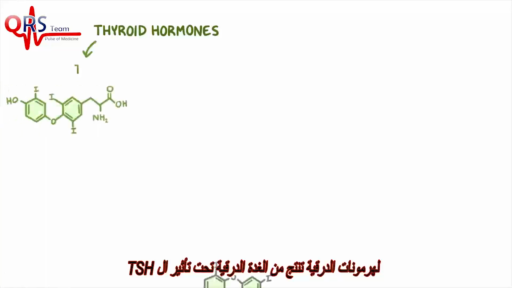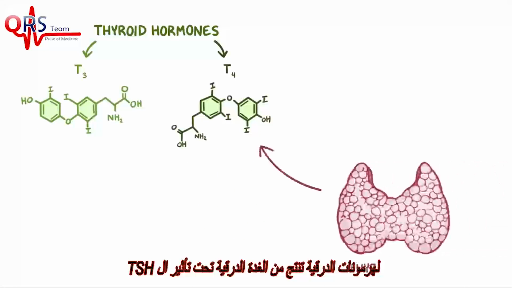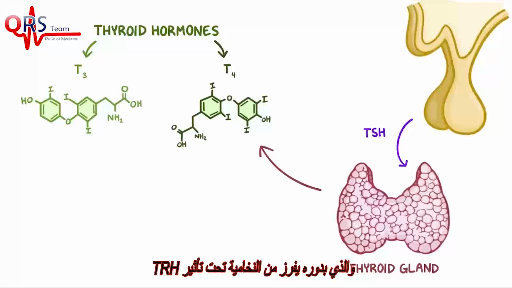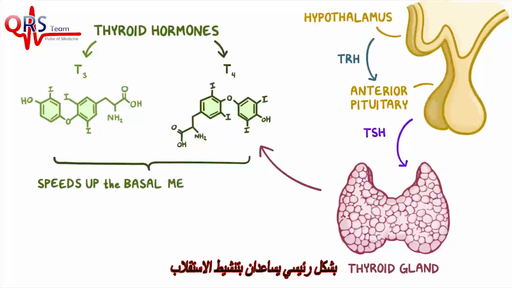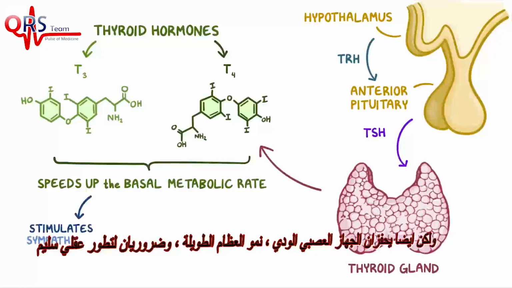Alright, as a quick recap. Thyroid hormones, which is to say T3 and T4, are produced by the thyroid gland under control of TSH, which is in turn released by the anterior pituitary under control of TRH, which is released by the hypothalamus. They mainly help speeding up our basal metabolism, but also stimulate the sympathetic nervous system, help regulate long bone growth, and are necessary for normal brain development.